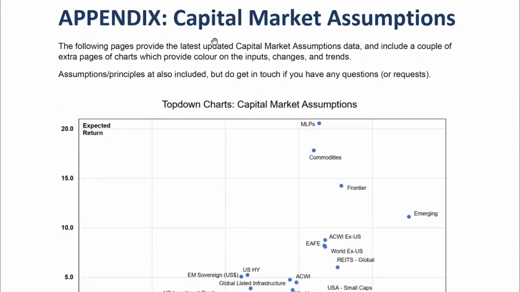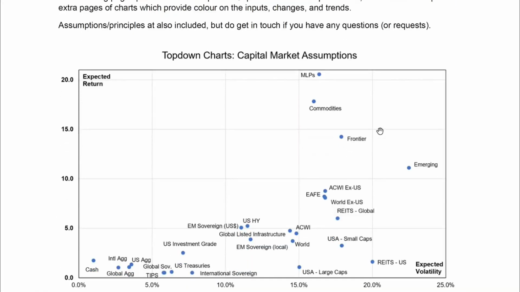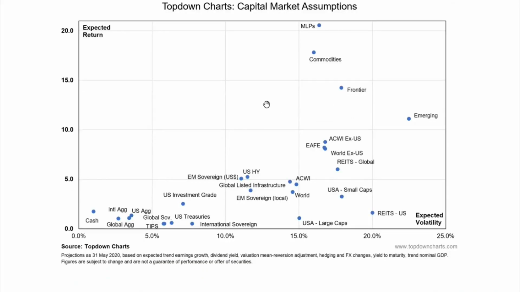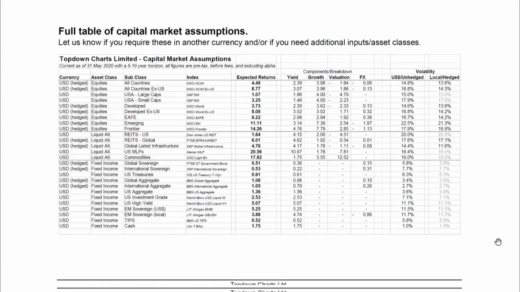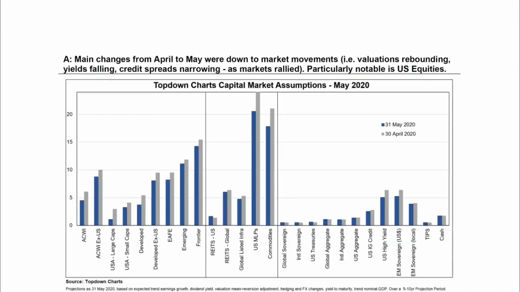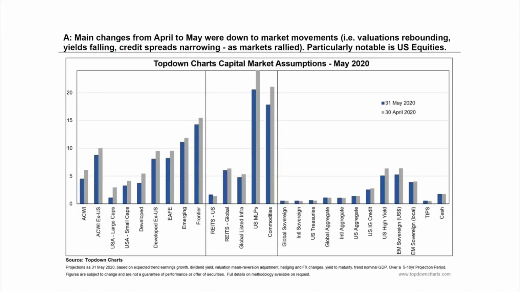So I already had an appendix here with capital market assumptions, the very standard expected return versus expected volatility scatter plot, and a table of the actual data. But I've added a couple of things which I think help give a bit of context in terms of the lay of the land, changes, trends, and drivers or the actual components. So let's go through them one by one.